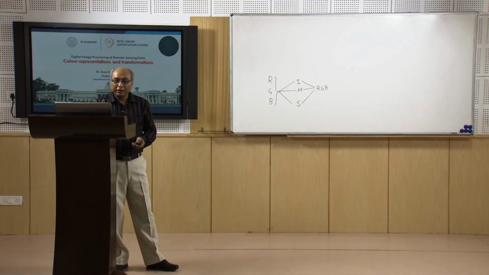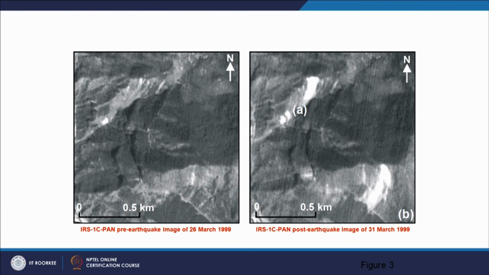Here now the sensor is the same but on 2 different dates, and both images belong to the IRS pan. So 5.8 meter data, 5.8 meter data, and this is just 5 days time difference, and in between an earthquake has occurred. This is an example from the Chamoli earthquake. The Chamoli earthquake occurred on 29th March 99. The change, what do you see here? After 5 days another image was acquired.